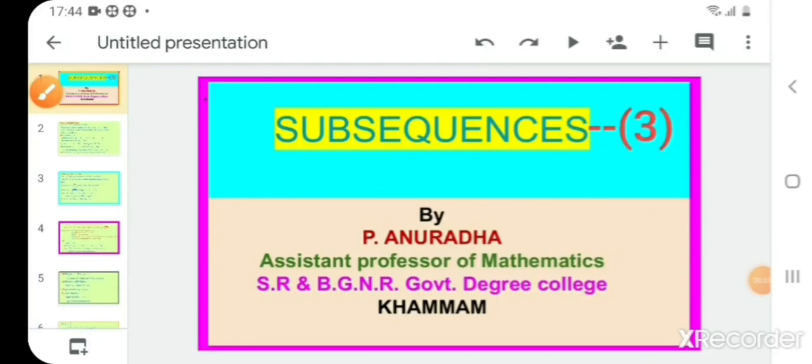Good morning, students. In this video I am going to explain about subsequential limits and limit supremum, limit infimum, and I solve some problems based on these rules.